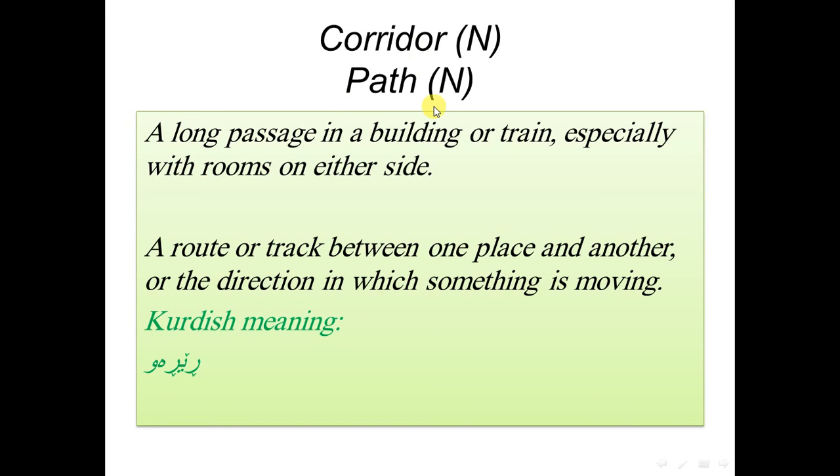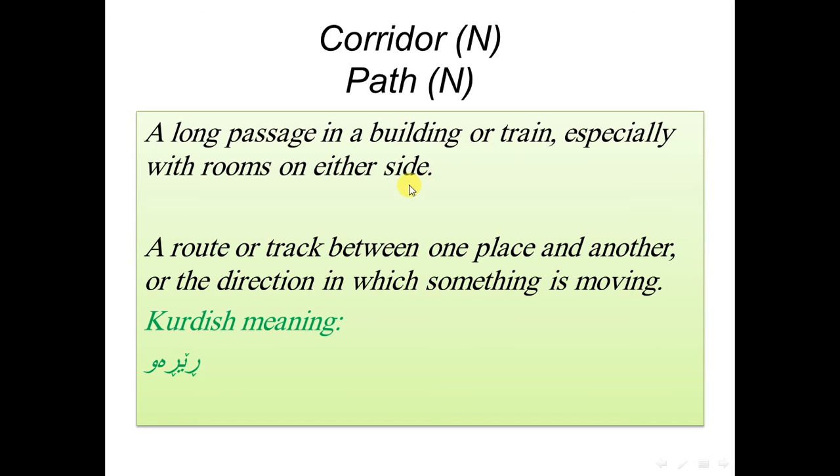Now we have read the vocabulary and we are familiar with the word form of the vocabulary. Both of them are nouns. We have corridor and we have path. Let's read the definition of the vocabulary too, in order to understand and discuss the meaning of the vocabulary. Here is the definition for the first one, corridor. It says corridor is a long passage in a building or train, especially with rooms on either side.